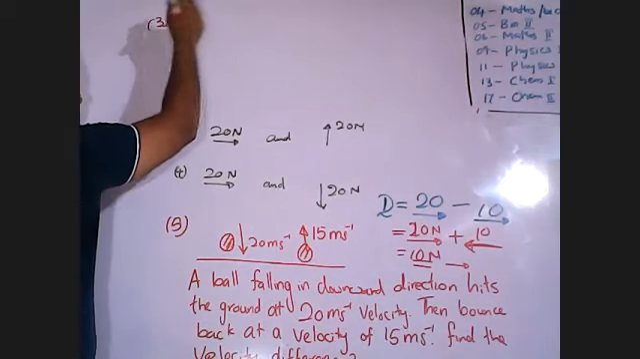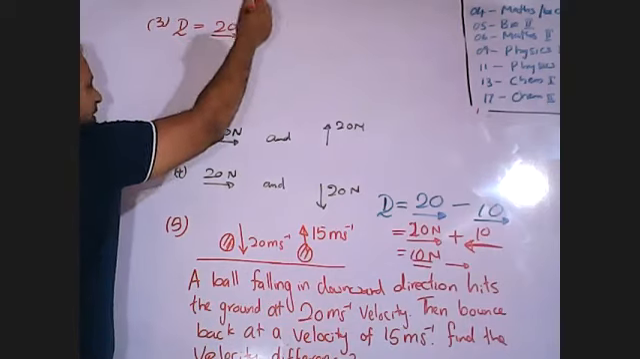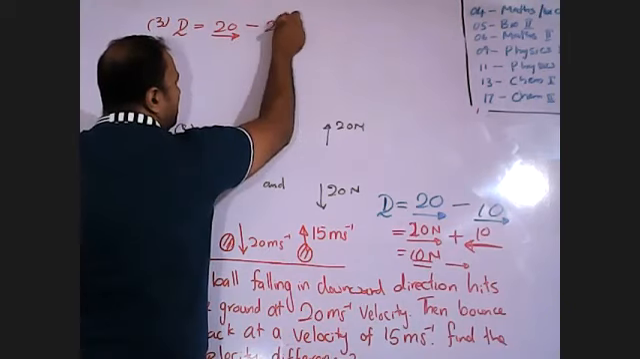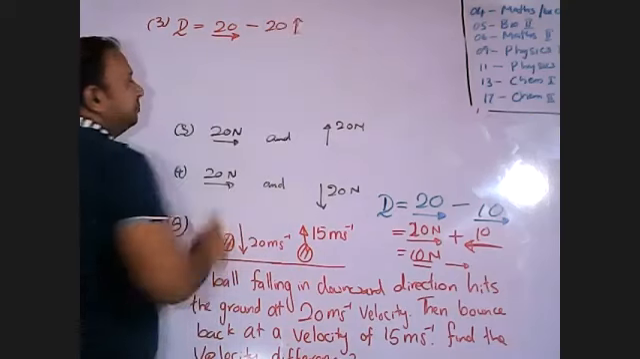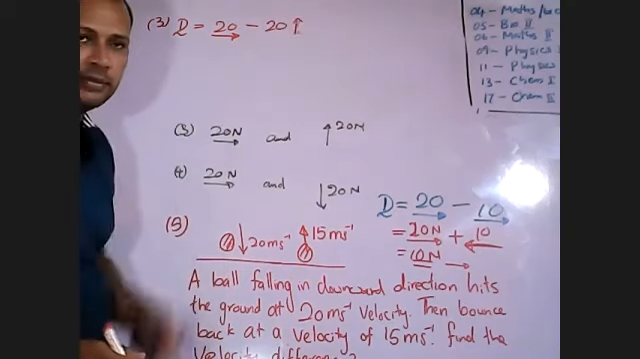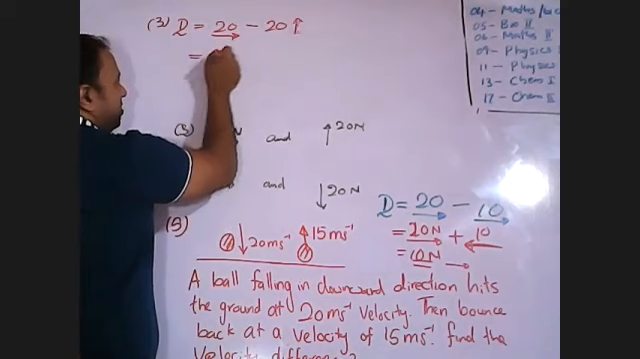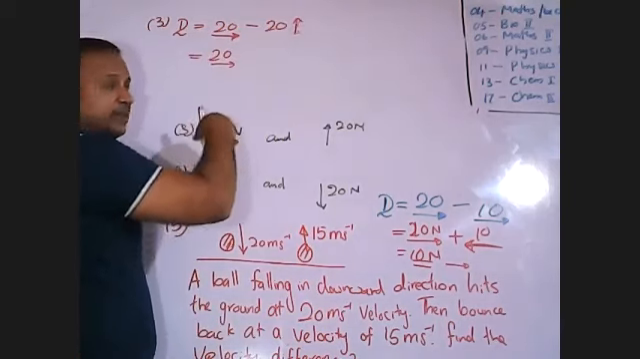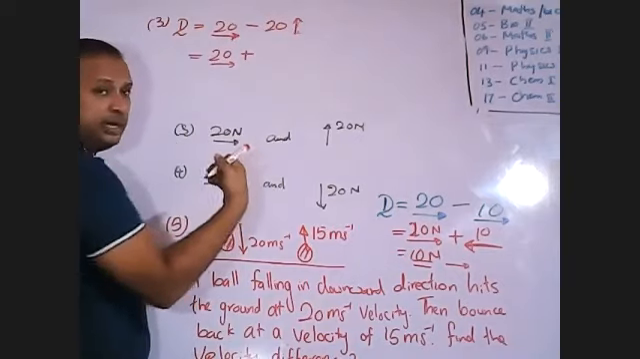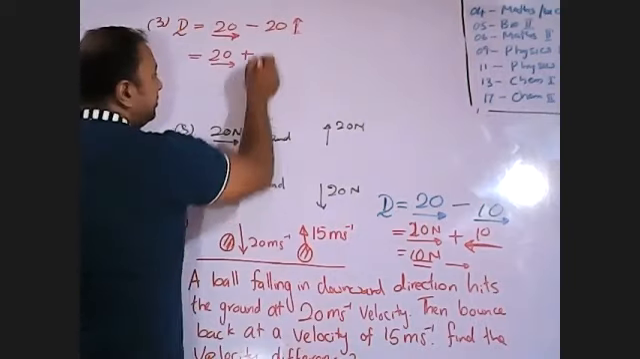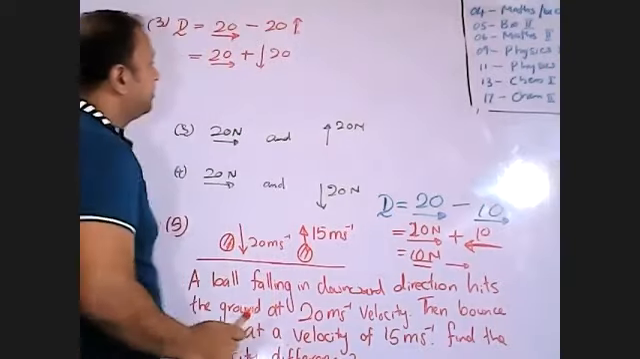Third one. Difference vector: 20 Newton in this way minus 20 Newton in upward direction. So the 20 Newton this way remains unchanged, and I have to reverse the second vector and add it to the first vector. If I reverse the second vector, it will be in the downward direction, 20 Newton downward.